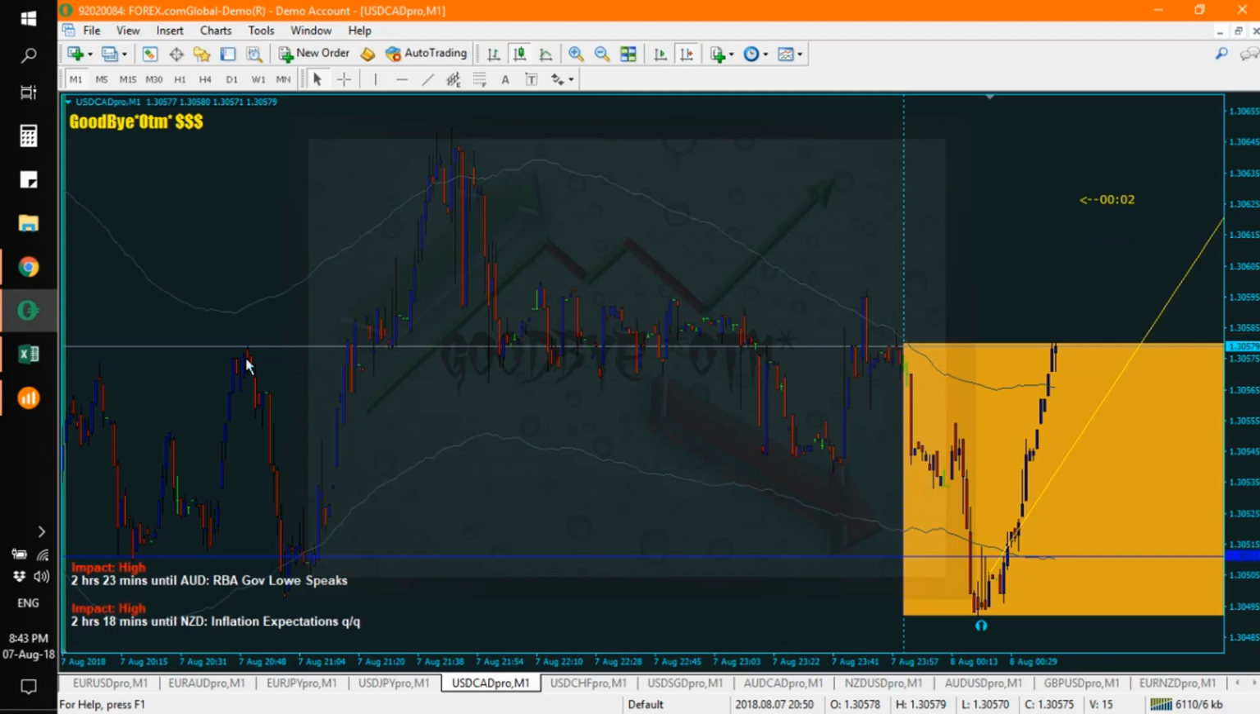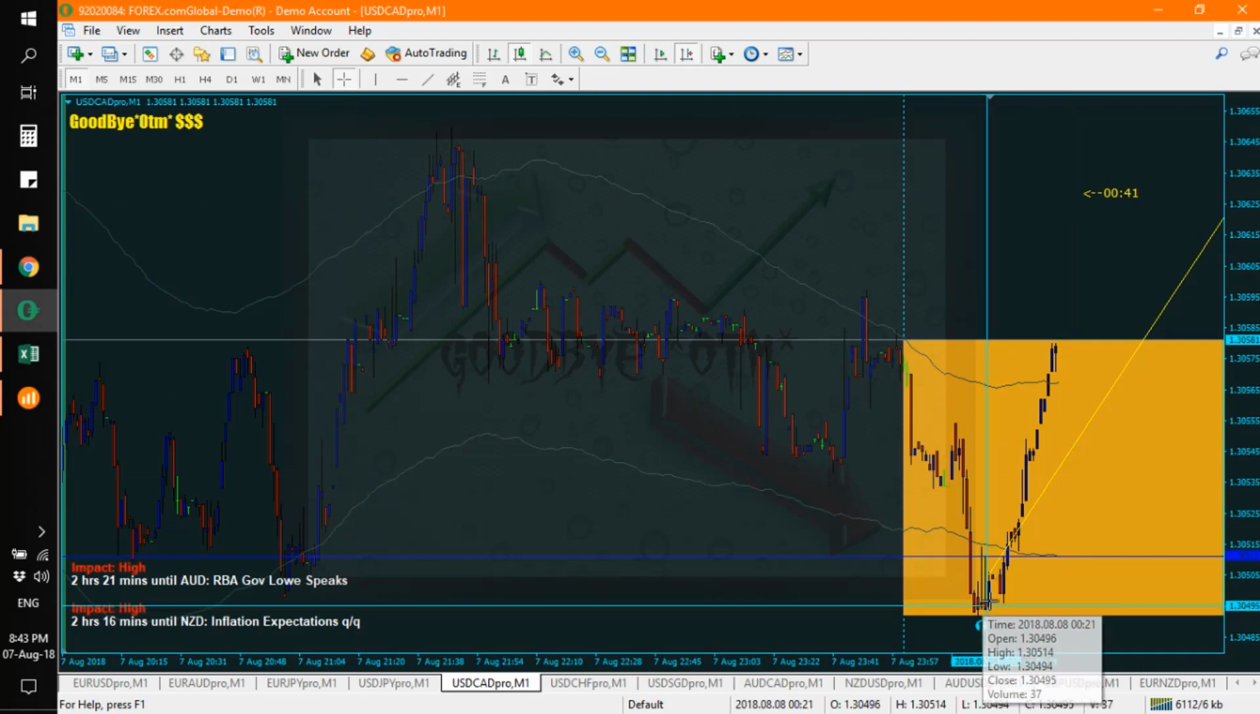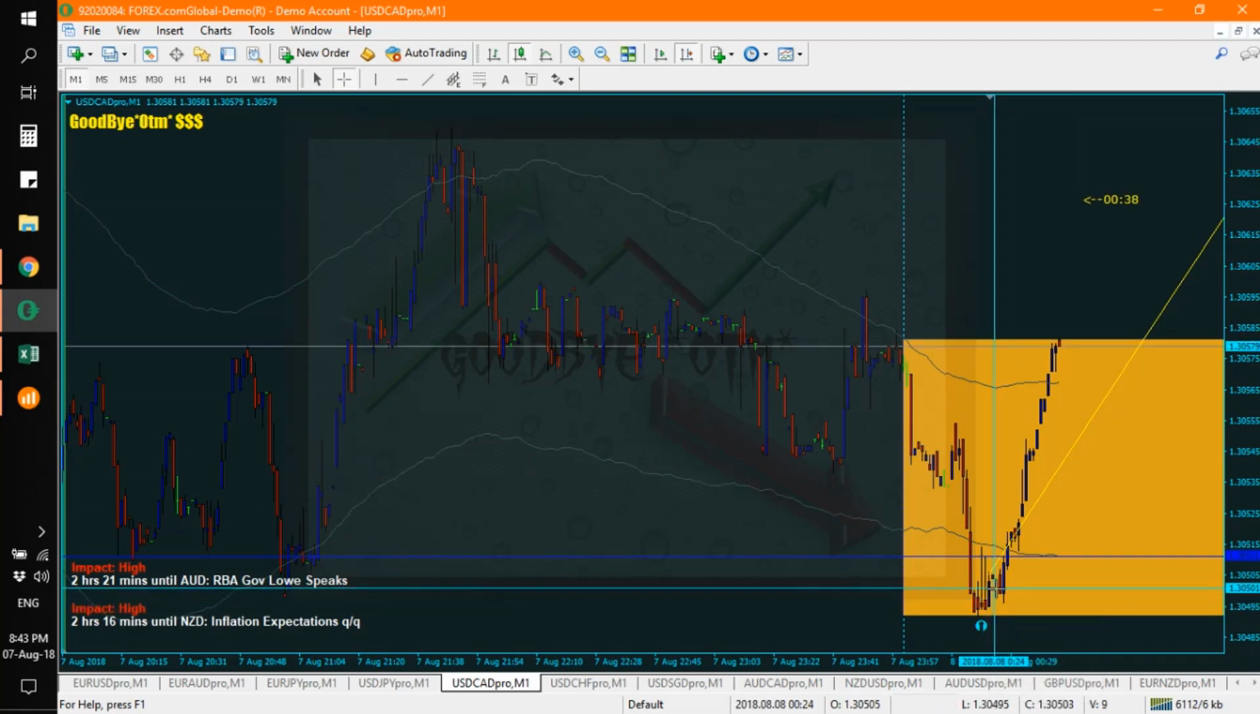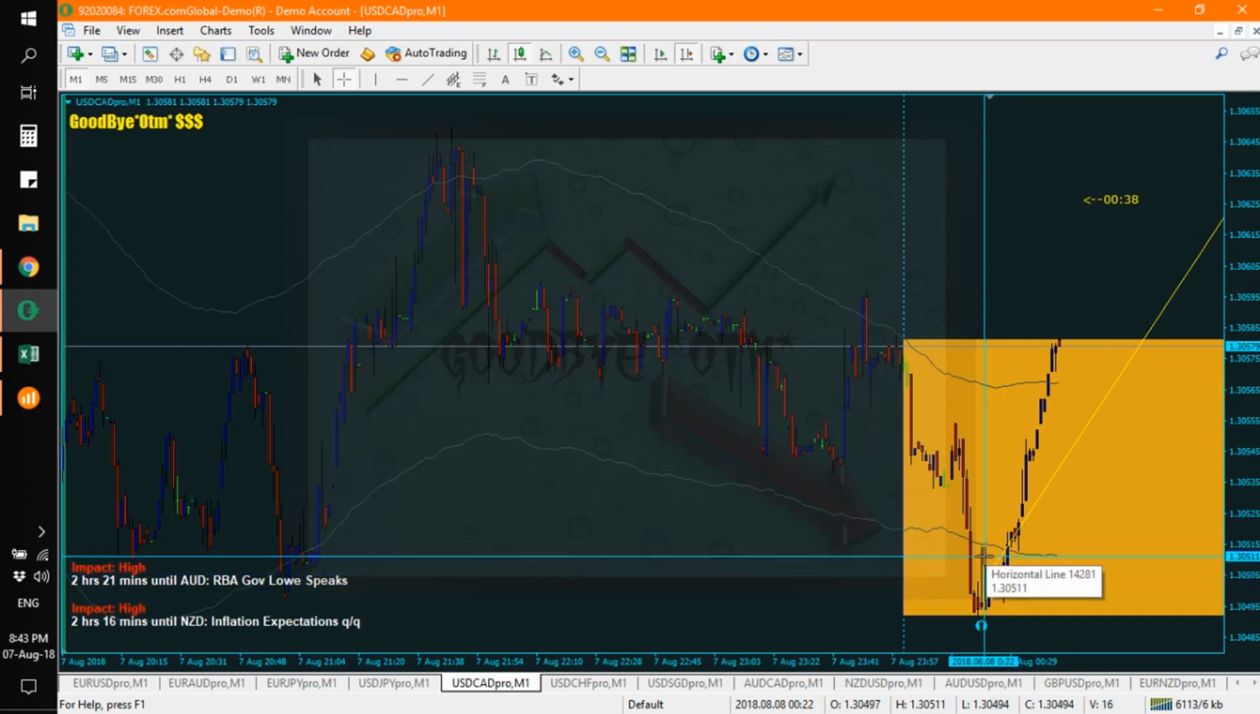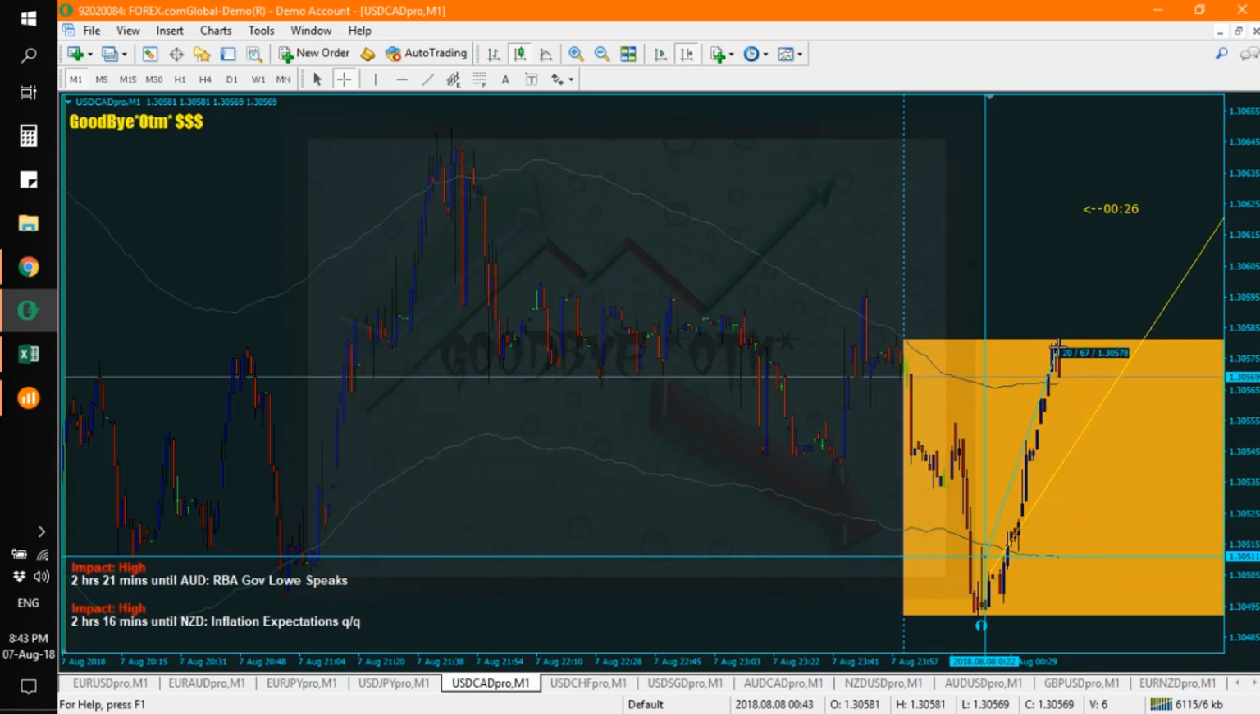Well, as you all can see, it's more than obvious the trade that we just placed. It was somewhere around here that we played the trade, and it's looking real good. It's been 20 minutes since then. Let's wait 10 more minutes.